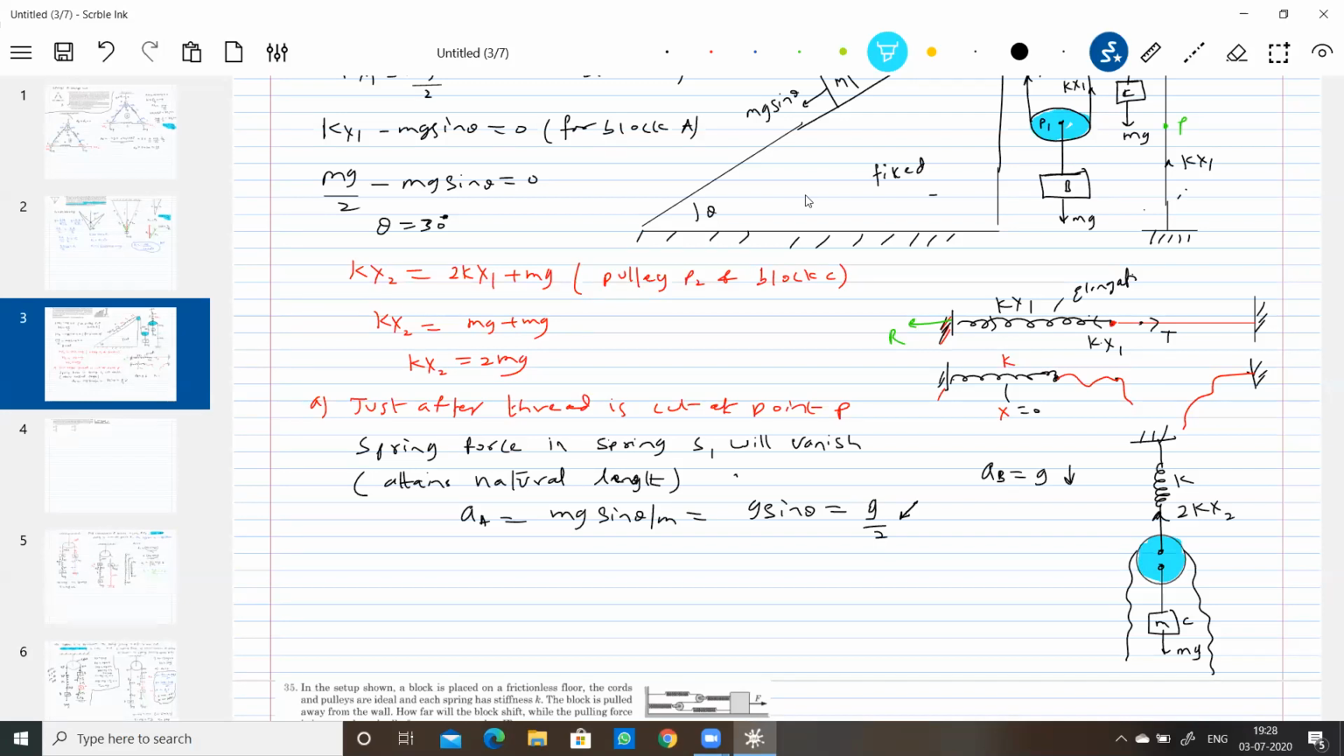2kx2 minus mg. So together with the pulley P2, the block will experience a force 2kx2 minus mg. So what is the acceleration of C? It should be equal to 2kx2 minus mg by m. What is the kx2 value? How much? 2 mg. So this should be equal to g upward. So therefore acceleration of C will be g upward. Fine, so these are our answers.